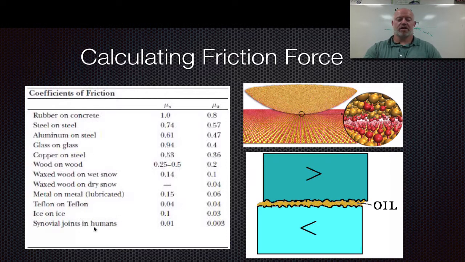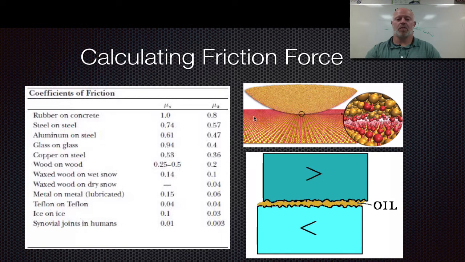But if you take a look, inside our bodies 0.01 is our static friction, and 0.003 is our kinetic friction. So we actually have extremely low friction in our joint movements, even less than ice on ice. Think about how easy it is to take a block of ice and slide it across another block of ice. Just to get it moving, it's even easier inside our body. So we have extremely low friction.